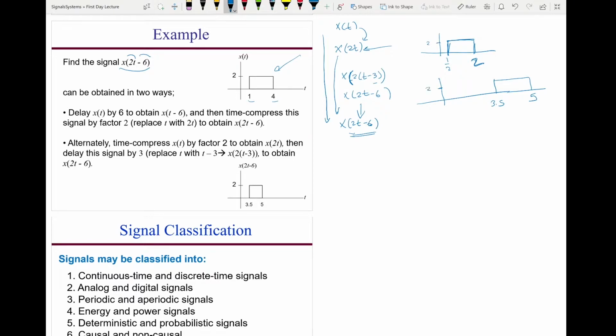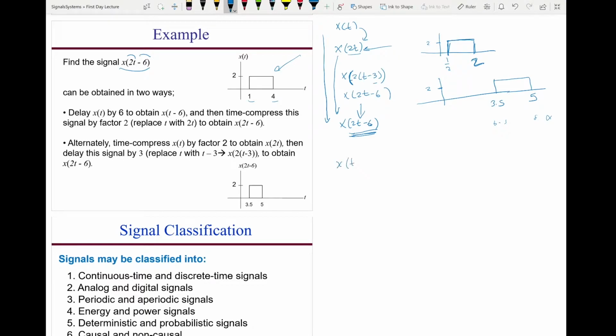Sometimes students will make a mistake and they get here and say, to get to this point, I will just shift it 6 units. So this will be like 6 and a half and this will be 8. That's wrong. You have to follow the steps. That means every time you replace t, and see what happens.